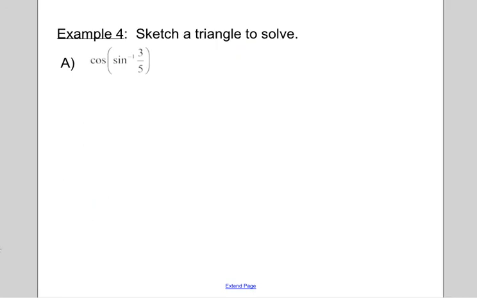Example 4. I look at example 4 and it says find sine inverse of 3 over 5. Okay, I would do that, but is 3 over 5 on my unit circle? It is not a possible value. All I have is 1/2, square root of 3 over 2, and square root of 2 over 2. It's not an option. So what we're going to do is sketch a triangle. In order to do this, we're going to use our pal SOHCAHTOA.